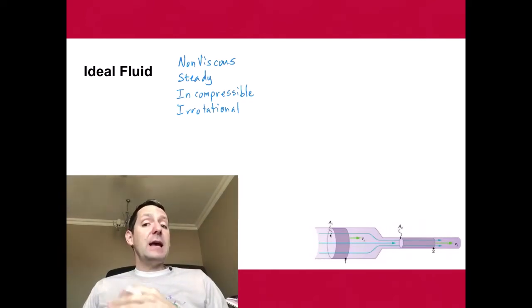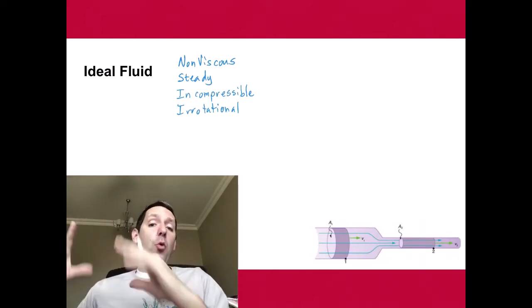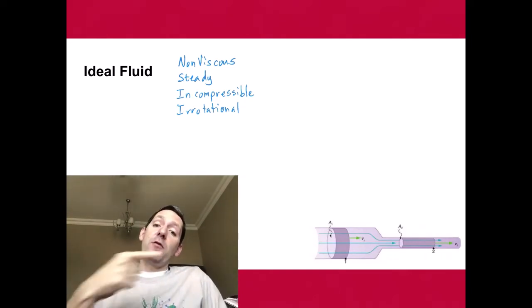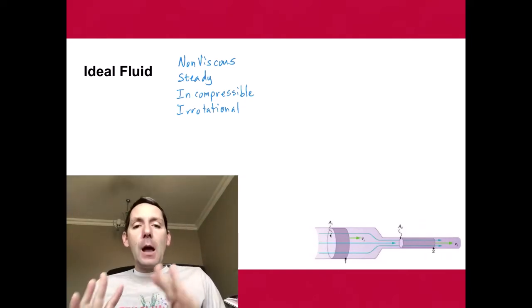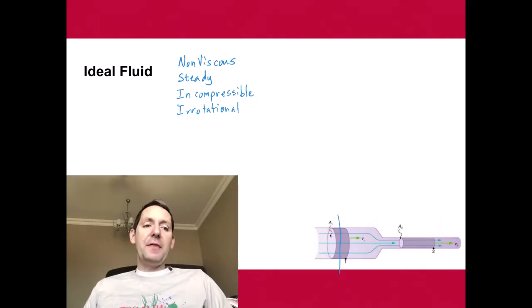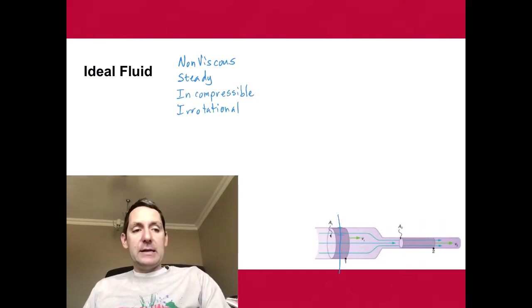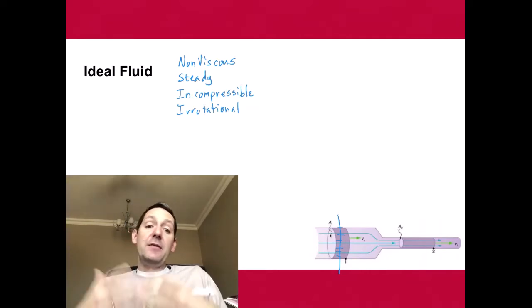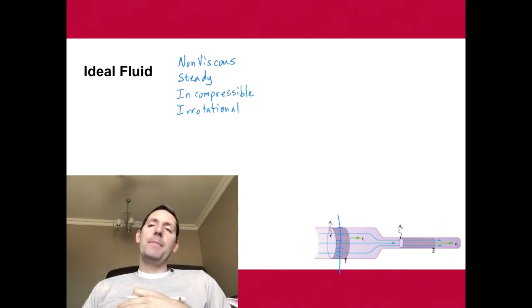Now, that's not the same as you go through a pipe from a wide place to a narrow place, like what you see over here on the side. But for a given section, if I were just to draw a straight line right there, all the velocities in this area should be the same. That's what steady means, all right?